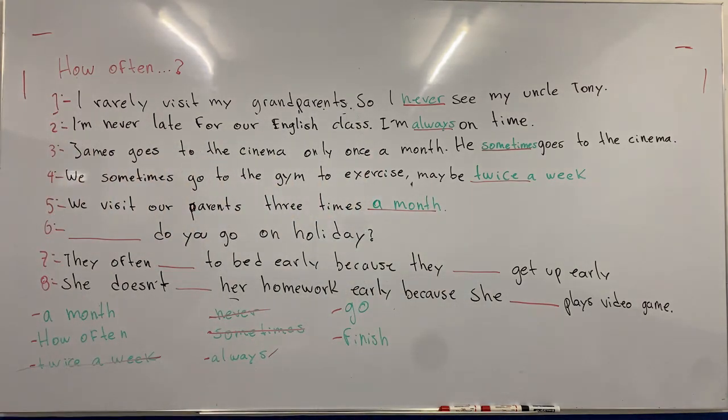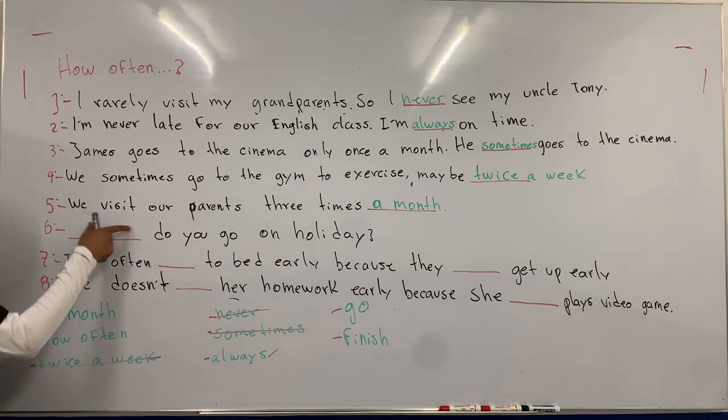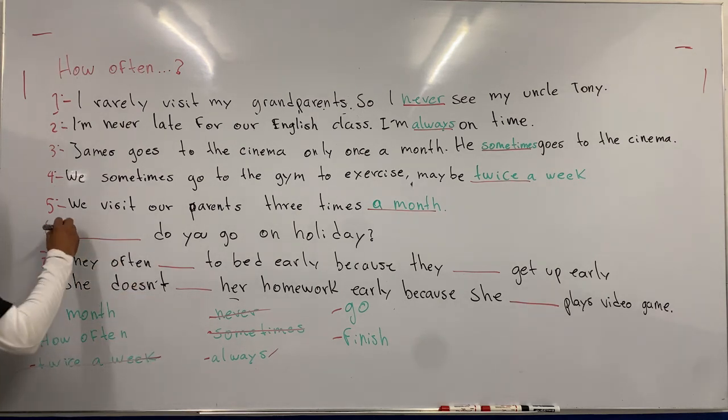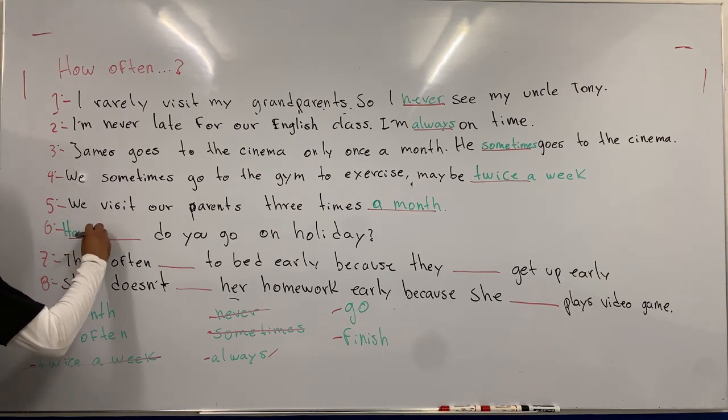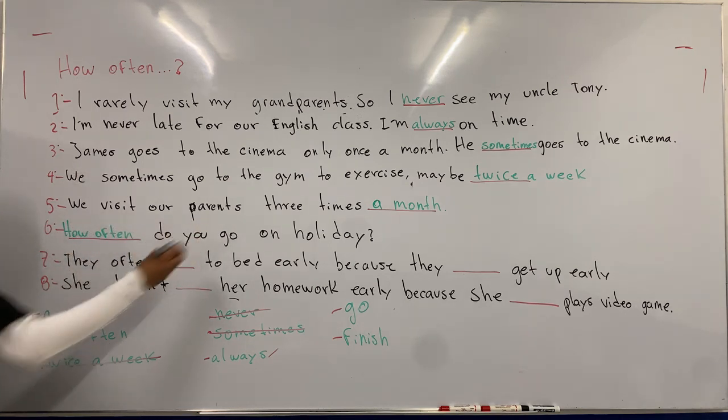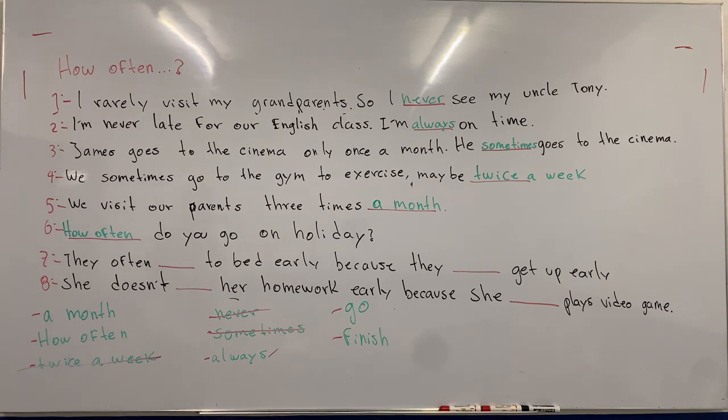Right? 6. In this case, do you go on holiday? What words go here? How often? How often do you go on holiday? Right? How often? Where is how often? Right. How often? 8. Sorry, 7.